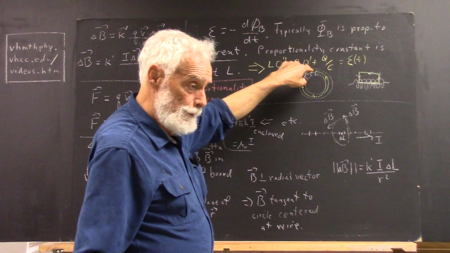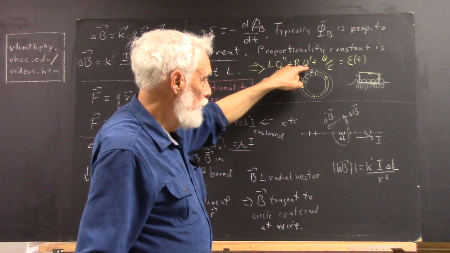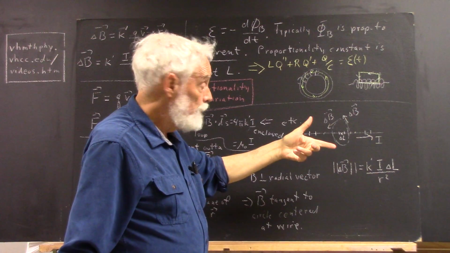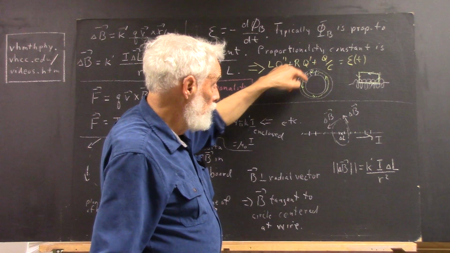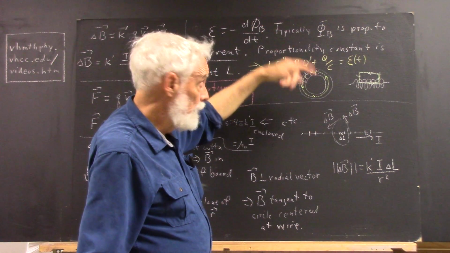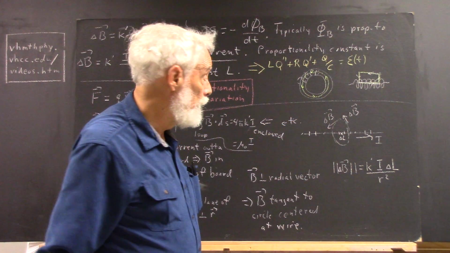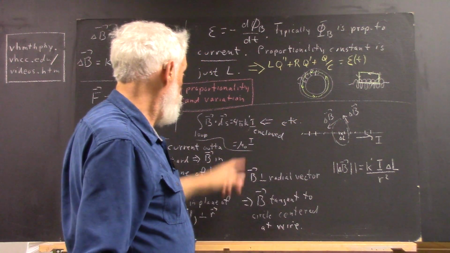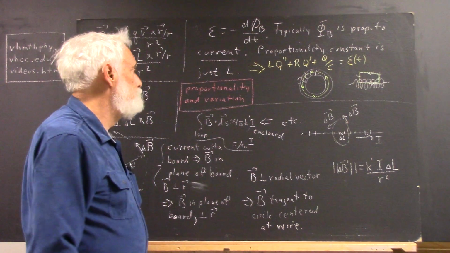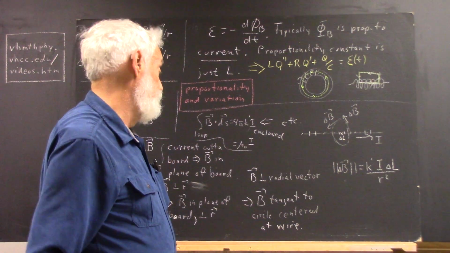The symmetry of this thing tells you that the magnetic field has constant magnitude, and it's always tangent to the circle. So the total line integral around here is just the circumference of this circle multiplied by the uniform magnitude of the magnetic field. Since you know the current enclosed, and if you know the radius of the loop, then you can easily calculate the magnetic field.